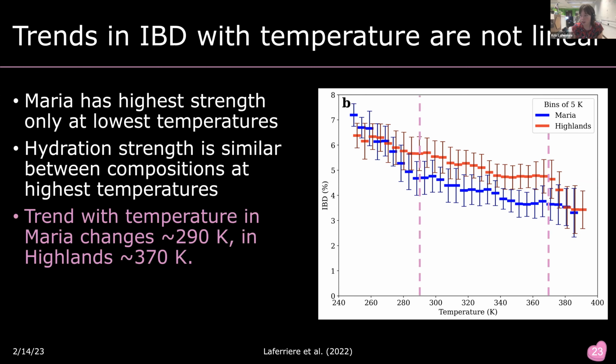But more interesting than anything else is this change in slope of the integrated band depth with temperature. It's not happening at the same point between the 2 different compositions. There seem to be 2 different changes. We see this pretty quick loss of hydration strength in Mare up until about 290 Kelvin, at which point it slows down and seems to match the Highlands loss rate. And in the Highlands, that's continual from the lowest temperatures we observed up until about 370 Kelvin, where that loss becomes fast.